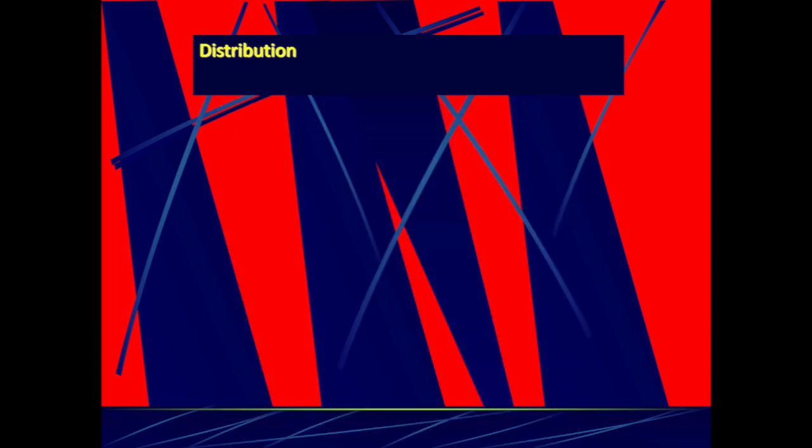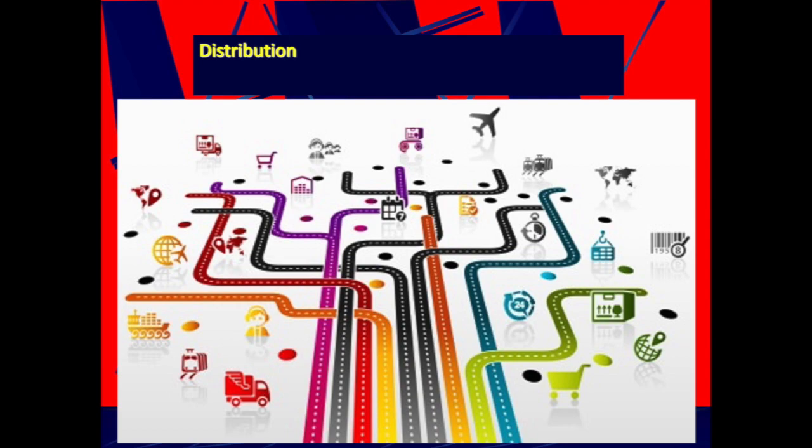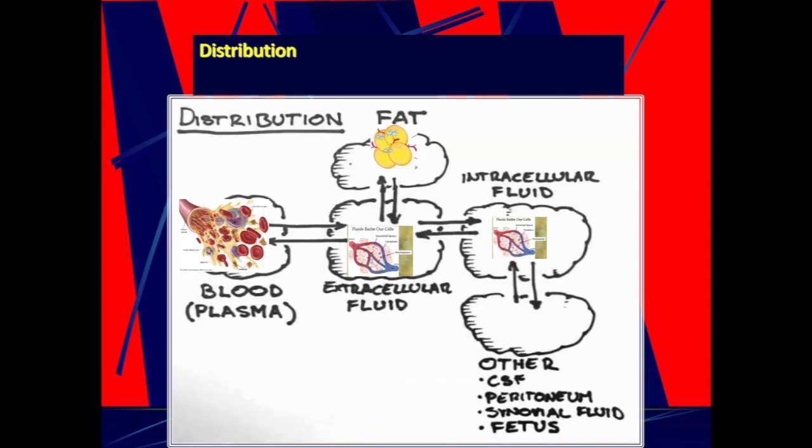Let's talk about distribution. If we were to look on our highways, we can see that things move along pathways and go to wherever they need to go. And the same thing happens in the body. When we give a medication to a patient, it can go from the IV, from the intravenous line, to their extracellular fluid, into their fat, into the intracellular fluid, and then even lodge in the cerebrospinal fluid, the peritoneum, the synovial fluid in the joints, and if there's a pregnant patient, it can go to the fetus. So it's distributed everywhere.